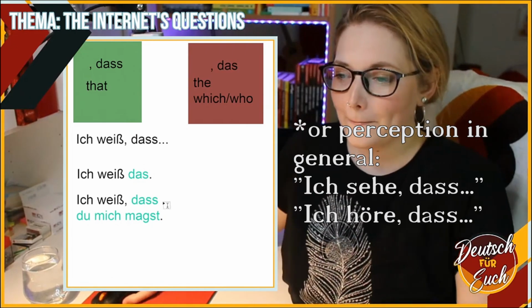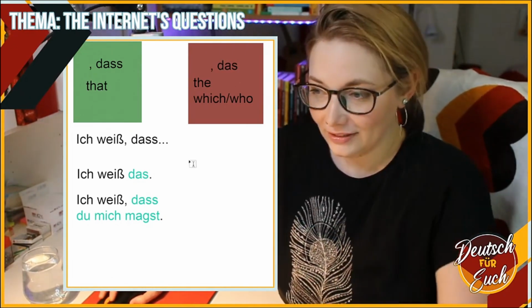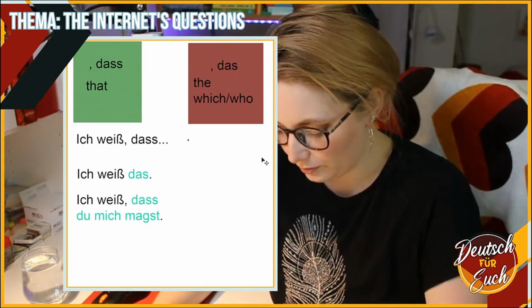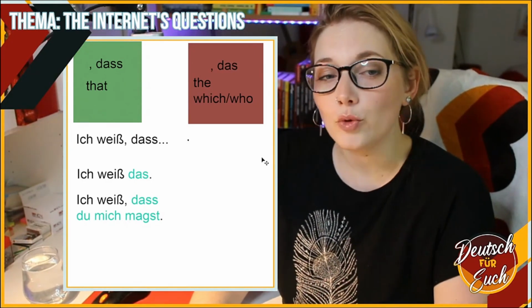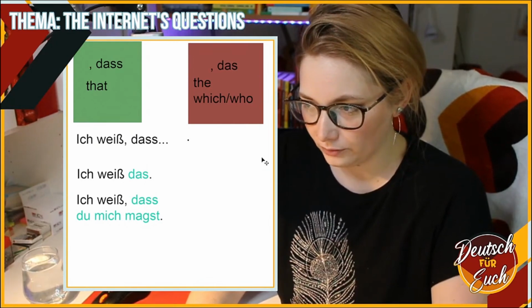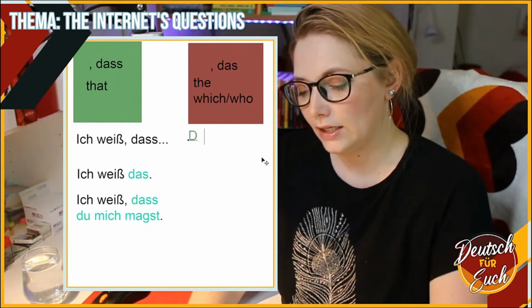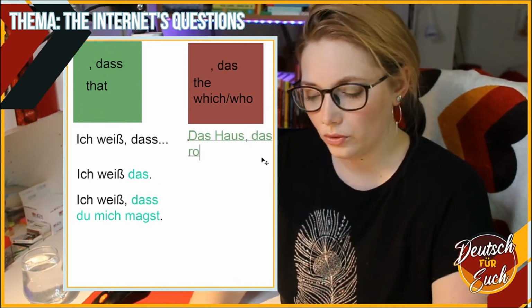The das with one S, if it's after a comma, is usually, if not always, I can't think of a counterexample, but I never want to be 100% about these things, a Relativpronomen, a relative pronoun, which means that it's one of the words that can introduce a relative clause. So, das Haus, das, I don't know, rot ist.